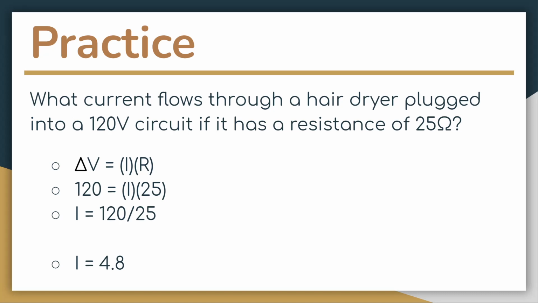Guys, what is my unit for current? What did we just say? Amps. So we also have to make sure that we label the right unit. But 4.8 amps. You can label it with just a capital A, or you can write out the word amps if you prefer. So, pretty basic three-variable equation.